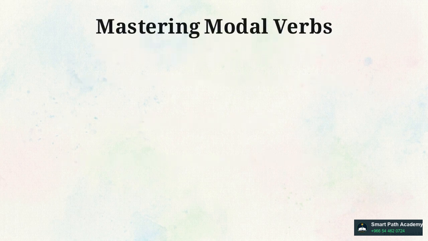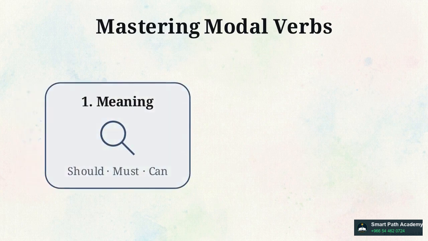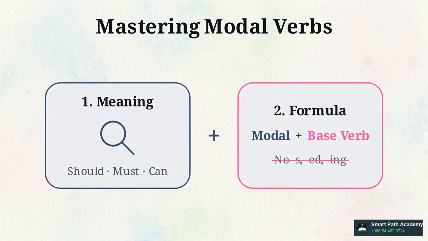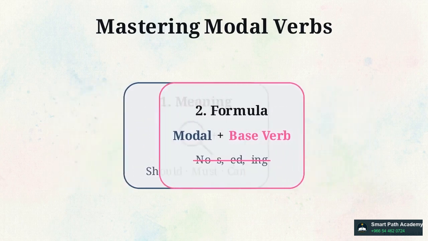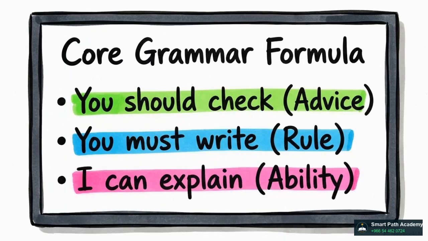Answering these correctly depends on 2 things: identifying the intended meaning of the sentence first, then automatically applying the base verb rule. Remember the rule, modal plus base verb. Use should for advice, must for a rule, can for ability. Screenshot this to study later.